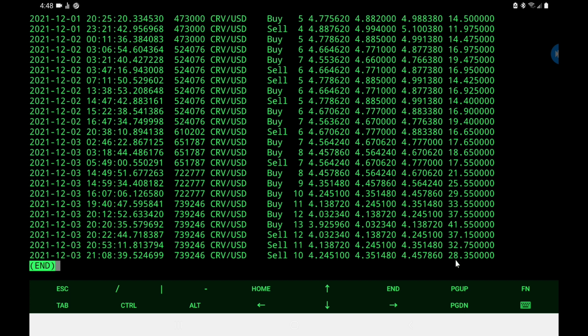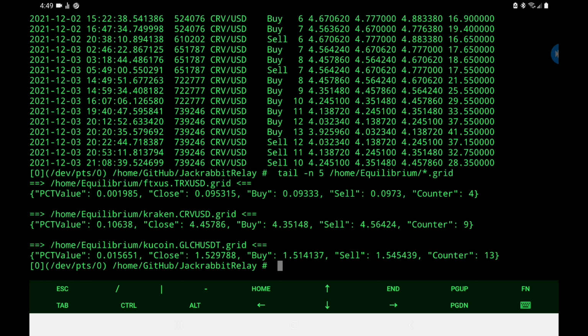This is how this algorithm works in real time. These are real trades with real money. It looks strange and different from every other aspect of Jackrabbit TV. But this is really a very powerful algorithm. Now it does store files on the drive, and those files are listed in grid context.